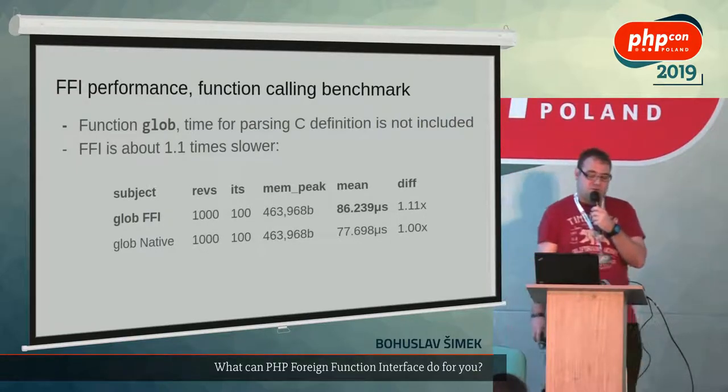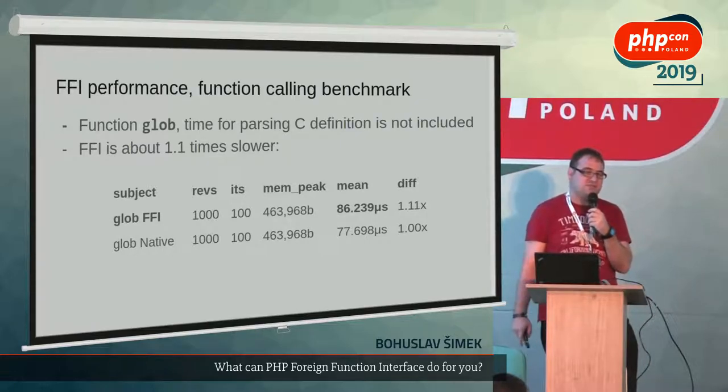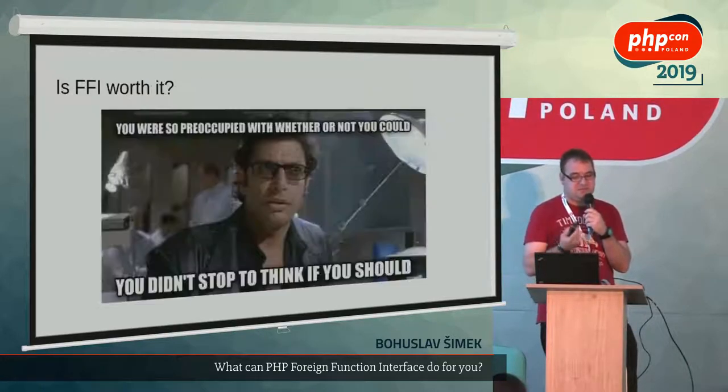I do the same for the glob function. And in this case, it's just 1.1 times slower. So the difference isn't so big in this area as I am calling a bigger chunk of the C code. Of course, there are a few caveats about this, because my implementation of the glob function is multi-platform. There aren't any additional checks. So still, if I implement it in the same manner as the glob function is implemented in PHP, it can be a little bit slower. But still, it's a pretty good example that you should call a big chunk of C code.